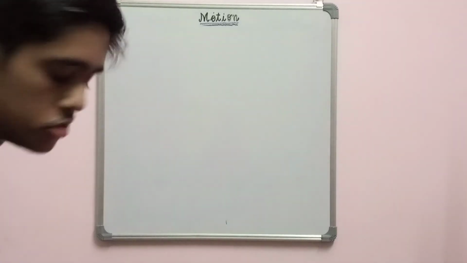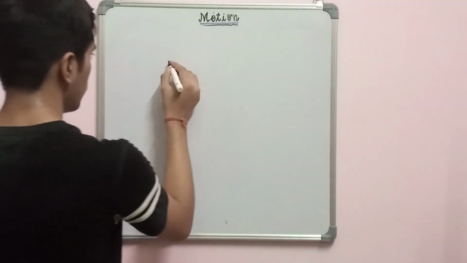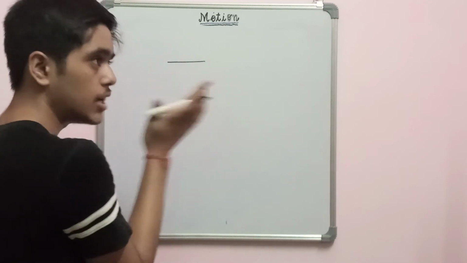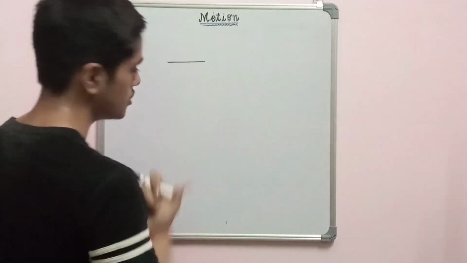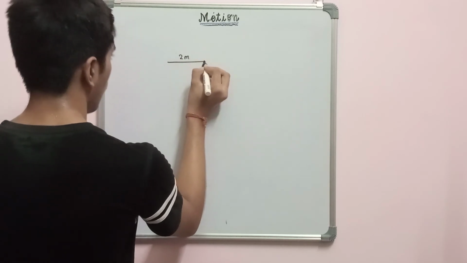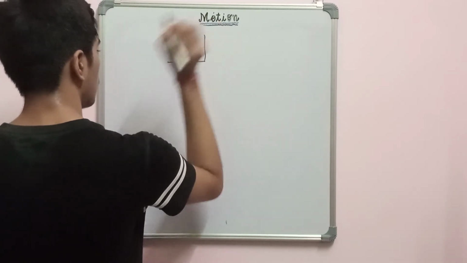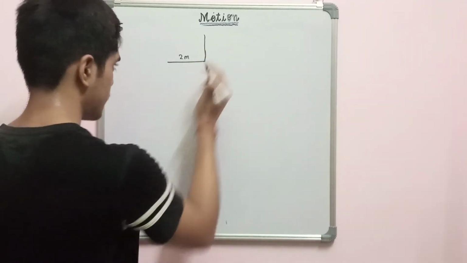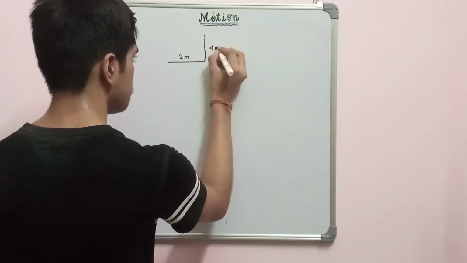Let us do some questions. Suppose a body moves towards this direction. Let us assume this direction is east. Actually it is east as well. It moves 2 meter in the east direction. Again, it turns towards its left and covers 4 meter.